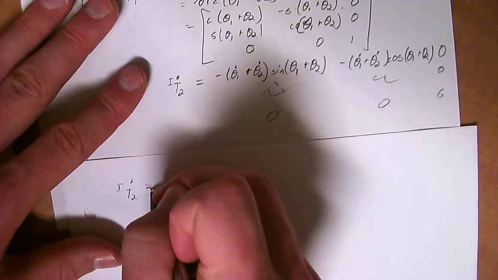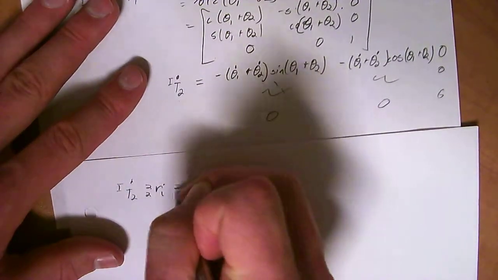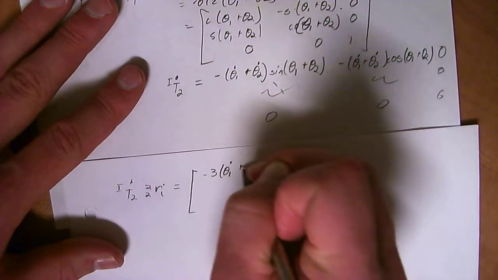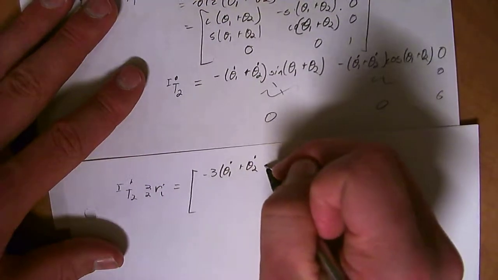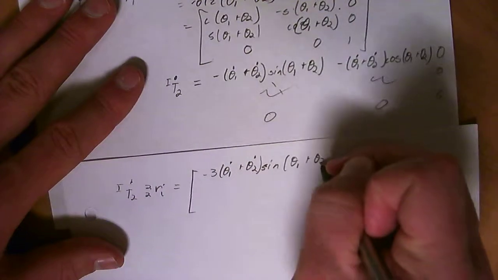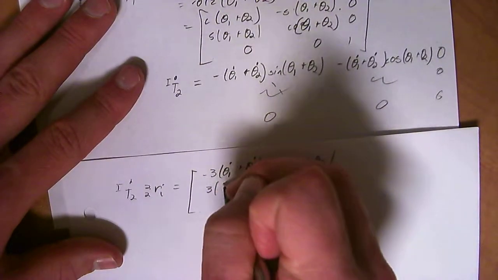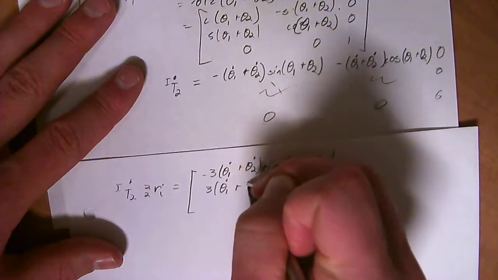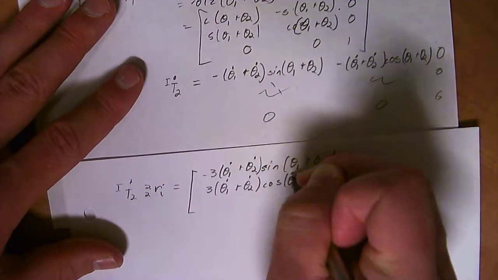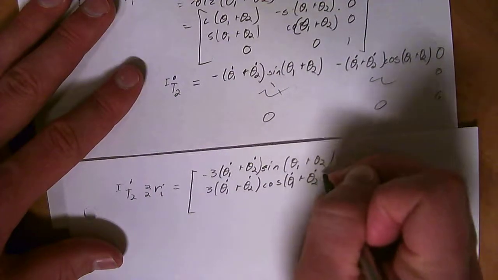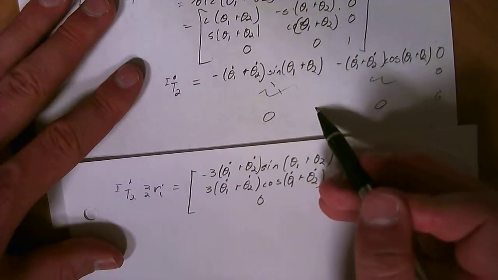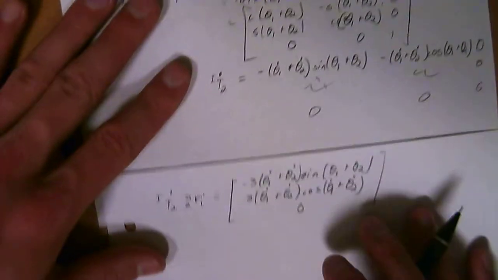IT2 dot 2Ri is equal to negative 3 of theta 1 dot plus theta 2 dot sine of theta 1 plus theta 2, 3 of theta 1 dot plus theta 2 dot cosine of theta 1 plus theta 2, all over 0. That's what will happen when you multiply this matrix by this vector.